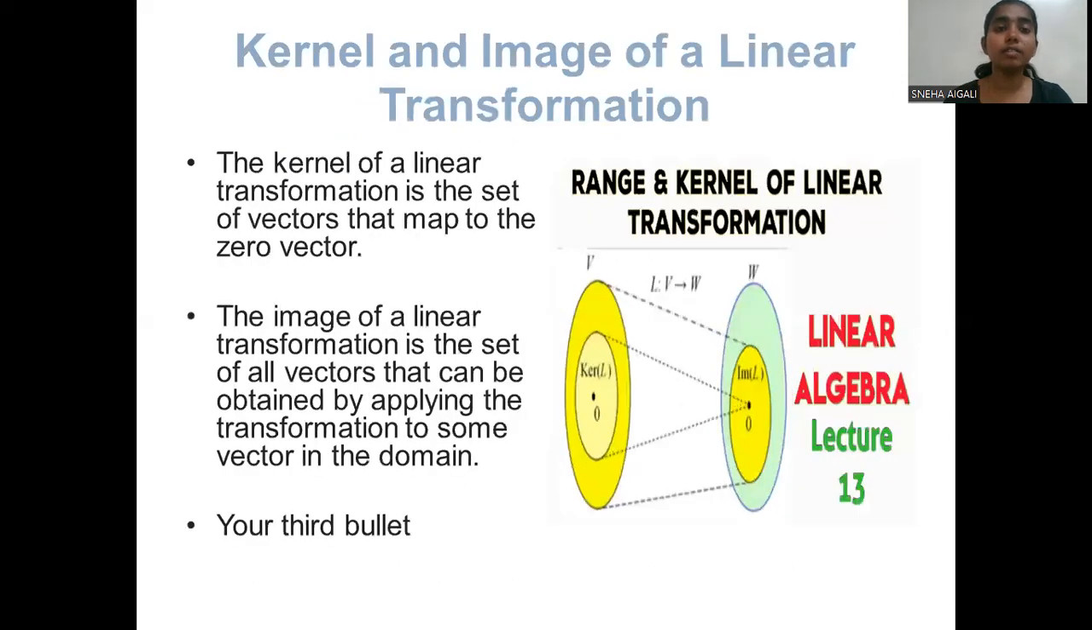Now next we have the kernel and image of a linear transformation. The kernel of a linear transformation is the set of vectors that map to the zero vector. The image of a linear transformation is the set of all vectors that can be obtained by applying the transformation to some vector in the domain.